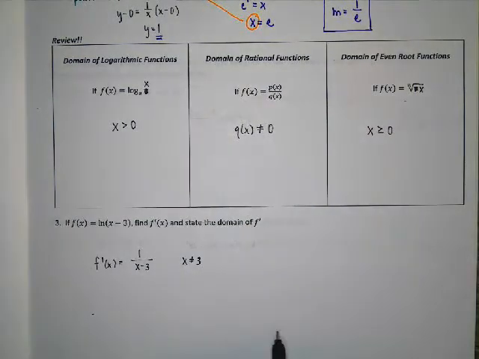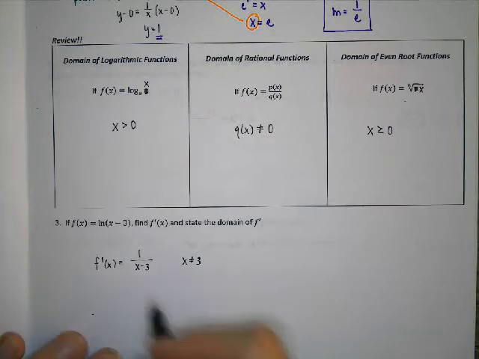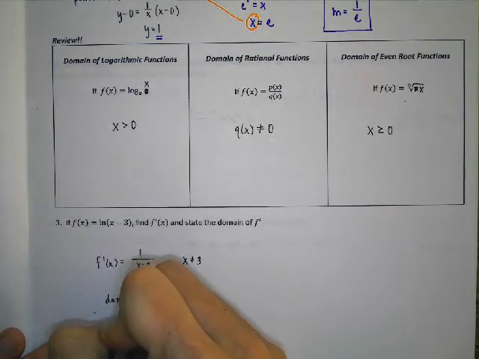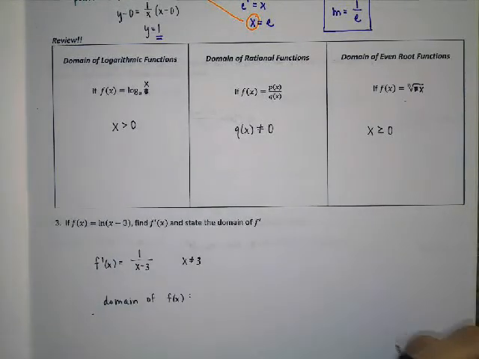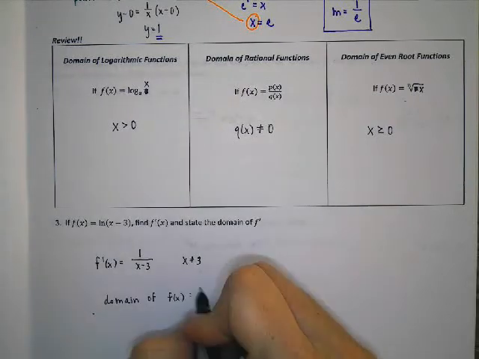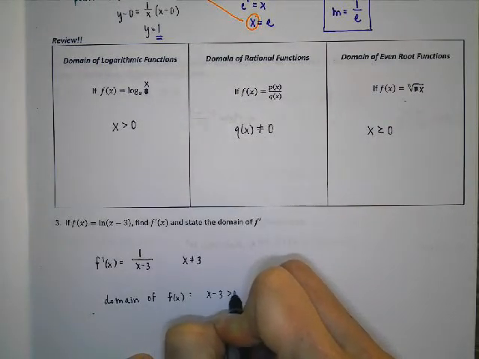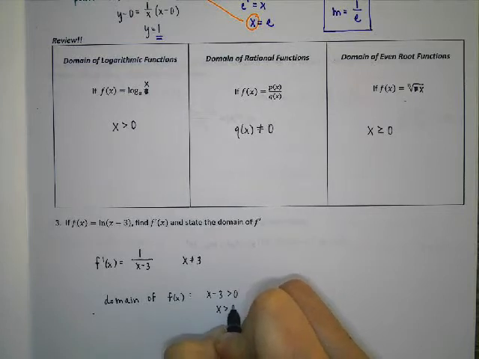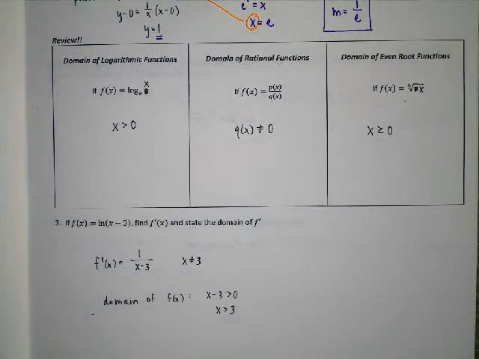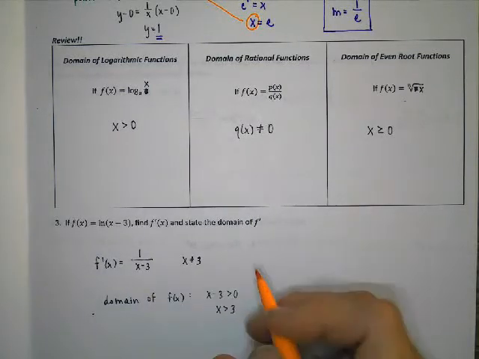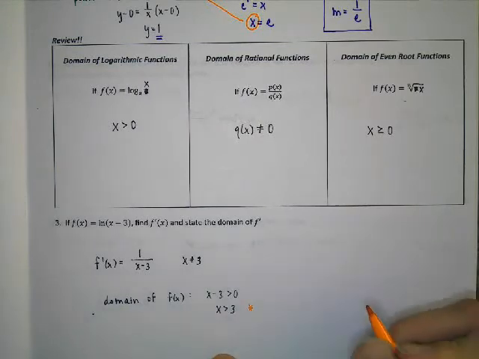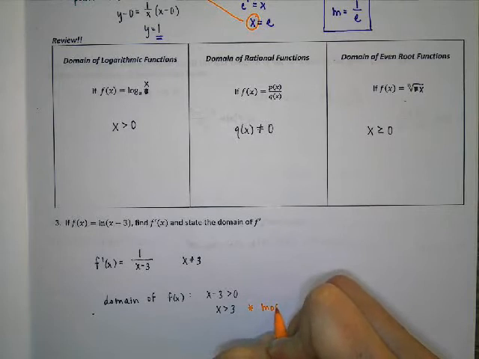So it's tempting to say that our domain is all reals except for x equals 3. However, here's where we have to consider the domain of f of x as well. So if we look at the domain of f of x, we know now that for f of x, x minus 3 has to be greater than 0, which means x is greater than 3. This domain is much more restrictive than x not equal to 3, so we need to take the more restrictive domain.